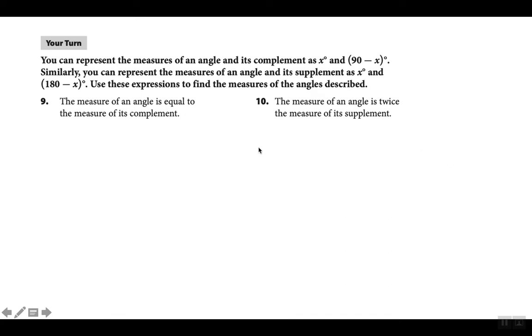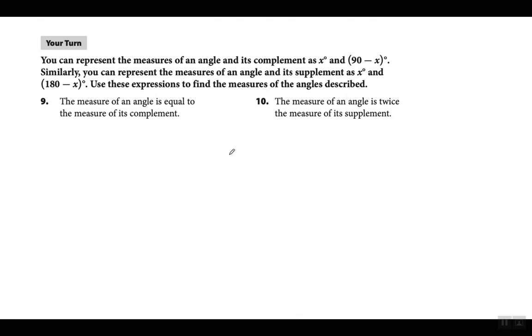Okay, this one is probably the most important one that you have to pay attention to, that you're most likely to mess up on the homework or not understand. The directions tell you something very important. It says you could represent the measure of an angle and its complement as x and 90 minus x. Similarly, you could represent the measures of an angle and its supplement as x and 180 minus x, okay?